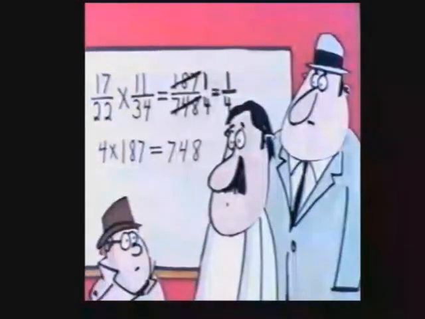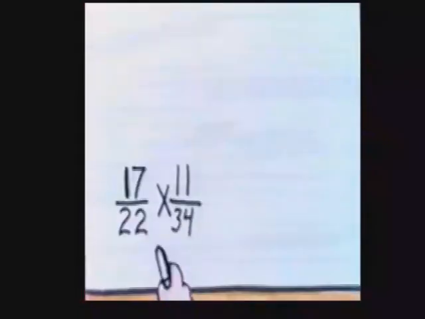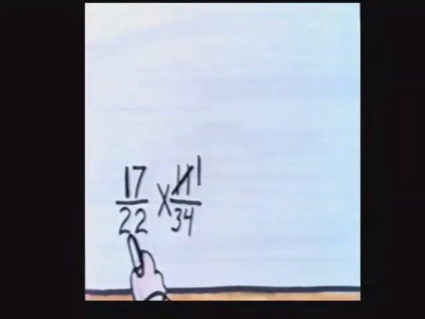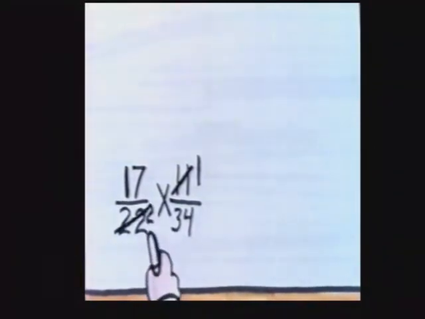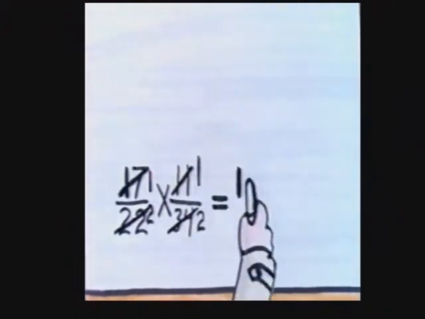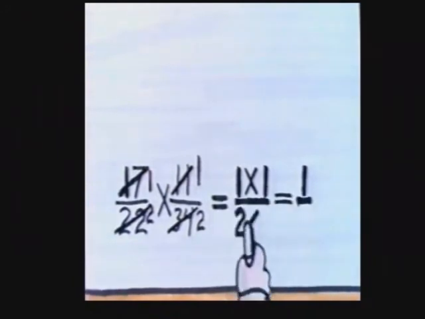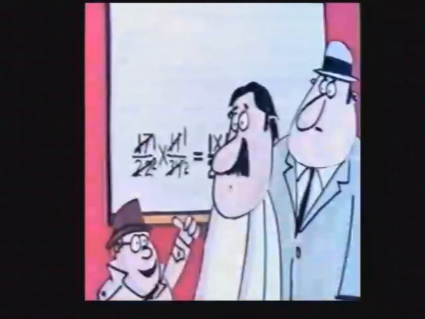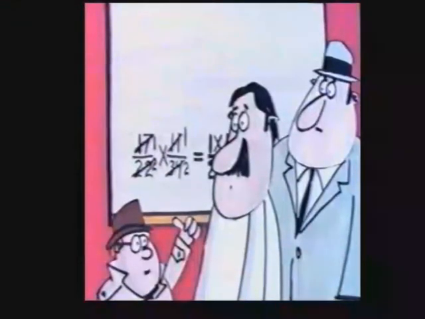But look, sir, you could have done it like this. 11 divided by 11 is 1, and 22 divided by 11 is 2. 17 divided by 17 is 1, and 34 divided by 17 is 2. 1 times 1 is 1, and 2 times 2 is 4, so the answer is 1/4. Mac at Mac's factory showed me how to do it.